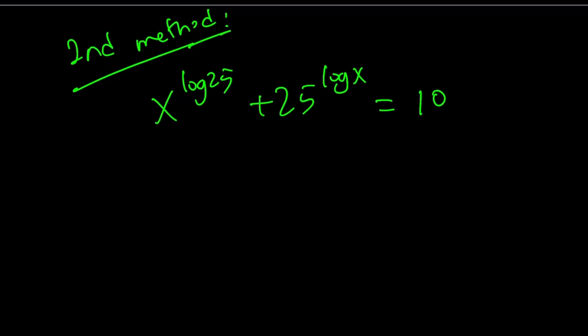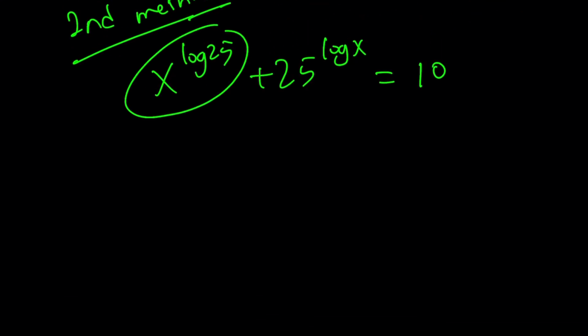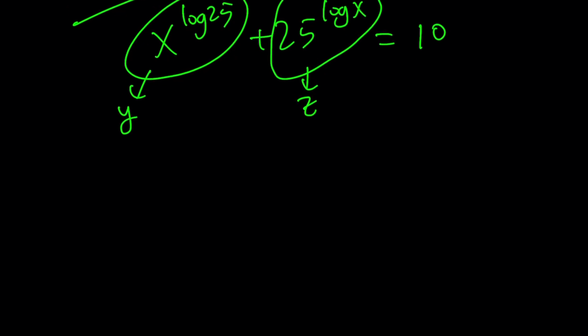So I'm going to call this x to the power log 25 y. Again, I'm using my favorite method. And I'm going to call this z. Apart from the first method, forget about those y's and z's.